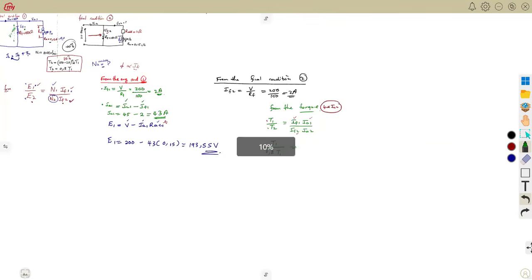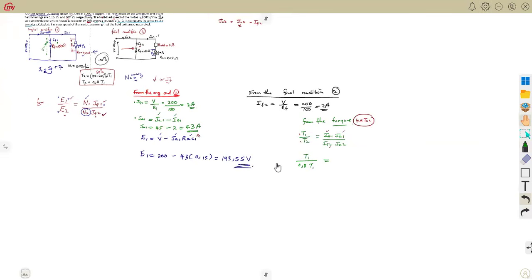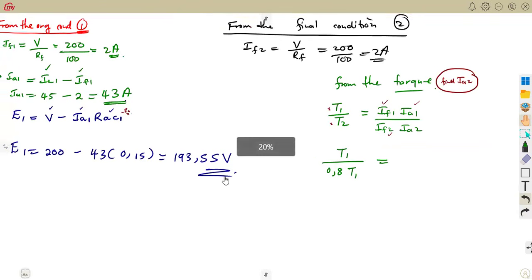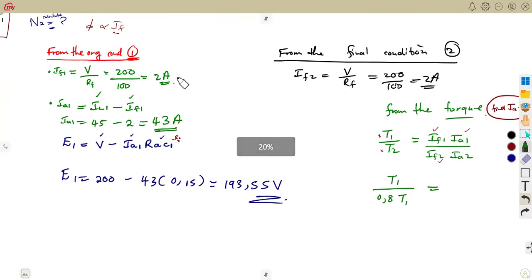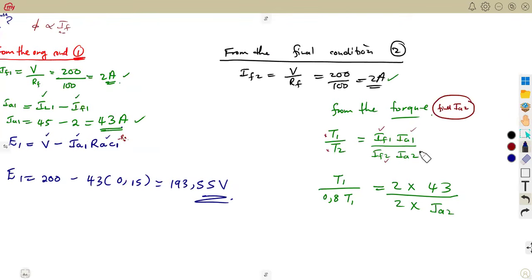You calculated this. So just for the sake of time, let's just substitute because we have it, guys. The field current, remember this one? We calculated it was 2. Armature current 1 was 43. Everything over the field current 2, which is 2 amps, times the armature current 2, which is the one that you need to calculate. Remember, this is the one that you need. So since we wrote T2 in terms of T1, it allows us to cancel T1 and T1 because they are the same. So you remain with 1 there.